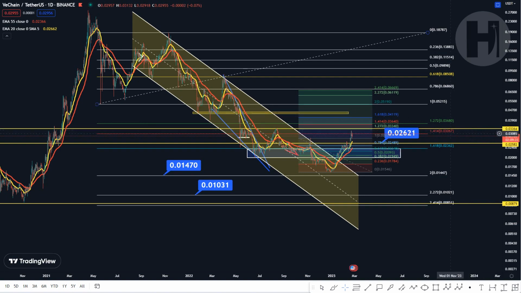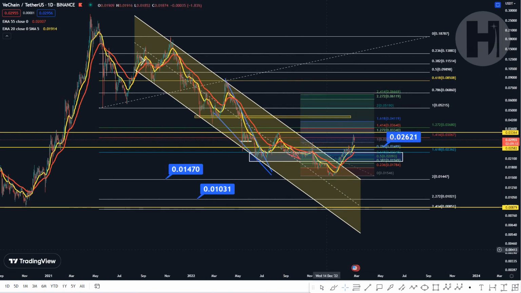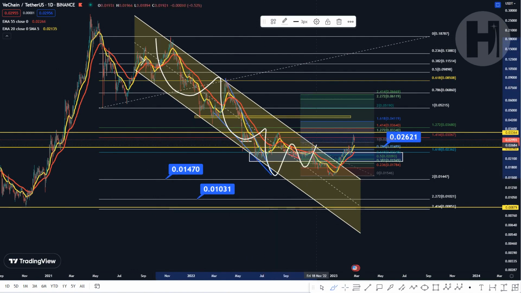Now let's jump straight into the TA. Taking a look at the daily chart, you can see that we have a channel down pattern and we're breaking out of that pattern right now, starting in January this year, and we're moving up impulsively to the upside.